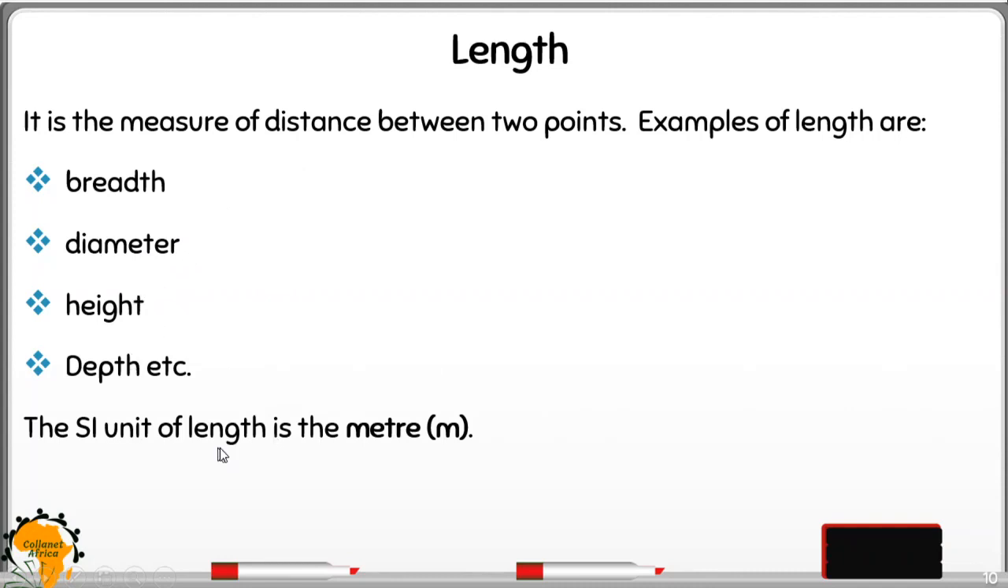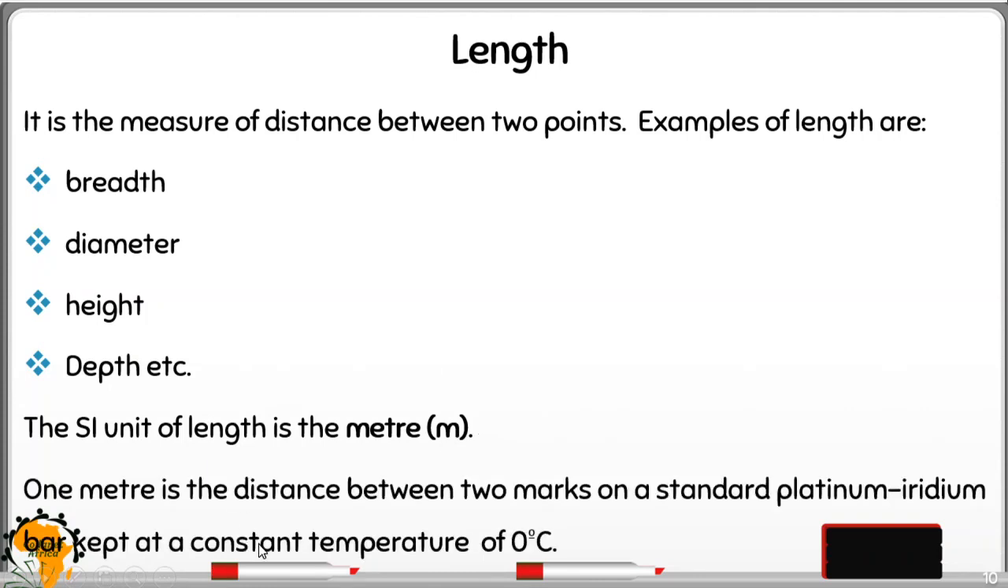The SI unit of length is meters and the symbol is small m. 1 meter is the distance between 2 marks on a standard platinum iridium bar that is kept at a constant temperature. So the meter rule that we use here in our school was measured using this bar. It is kept at a constant temperature to avoid the change of distance.